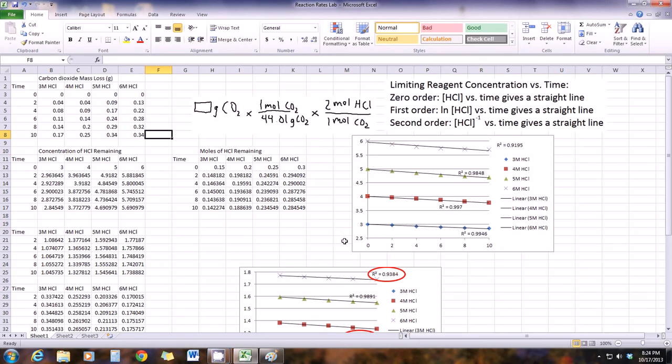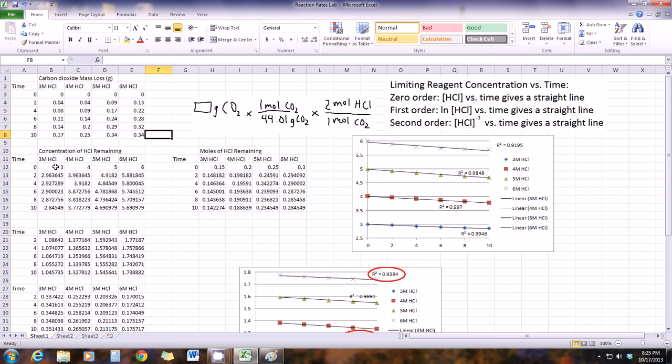So you see what I have written up here. Zero order is the concentration versus time should give me a straight line. First order is the natural log of the concentration versus time should give me a straight line. And for second order, the reciprocal of the concentration, or 1 over the concentration of hydrochloric acid versus time, should give me a straight line.